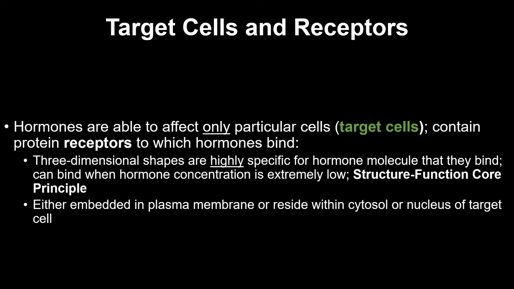Now, as I said earlier, hormones really only interact with their target cells that contain proteins referred to as receptors. And these receptors are where those hormones bind. Receptors generally have a three-dimensional shape that is very highly specific for their hormone and can bind to hormones present at extremely low concentrations. And as I said, these hormone receptors are either embedded in the plasma membrane or they may reside within the cytosol or the nucleus of a target cell.